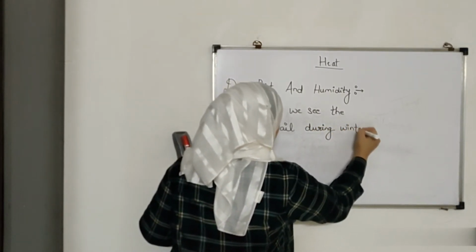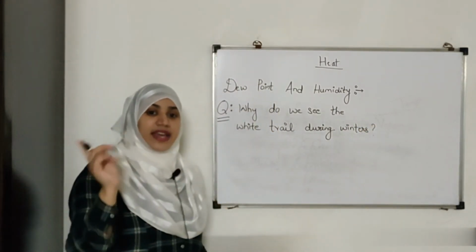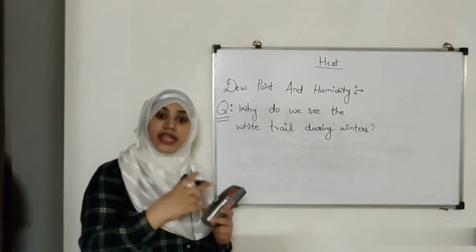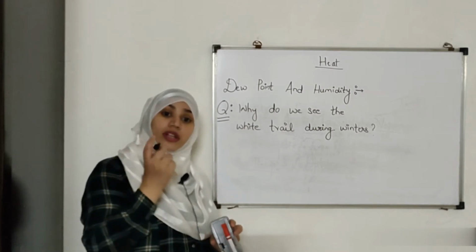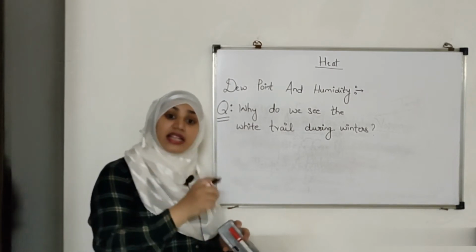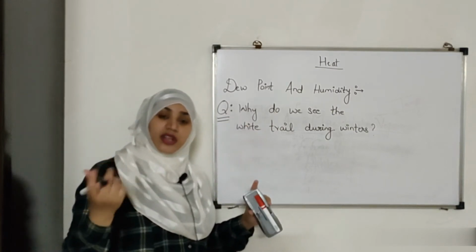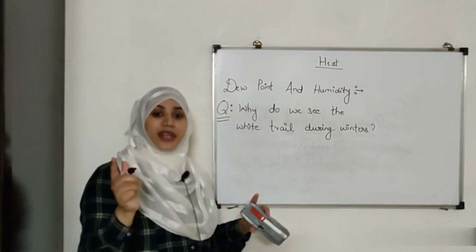See, in winters basically what happens, whenever the temperature of the air is low, the water vapors released by the aeroplane starts getting condensed to water droplets. That's how we see the formation of the white trail. Why is it getting condensed to water droplets? Because the temperature is low.